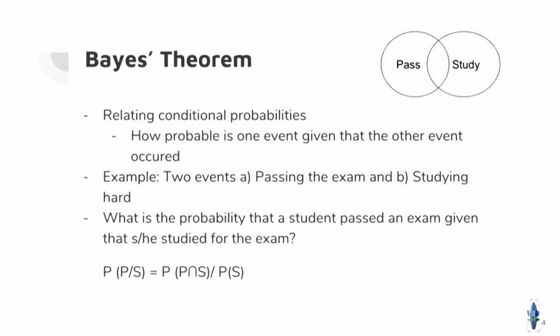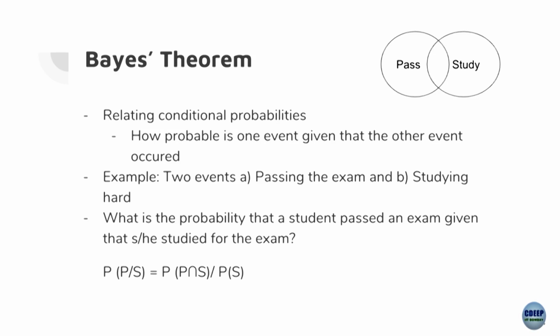Are you clear on the conditional probability? If I have a conditional probability saying, what is the probability that a person would have studied, given that he passed the exam, probability of S given P, how do you derive that?